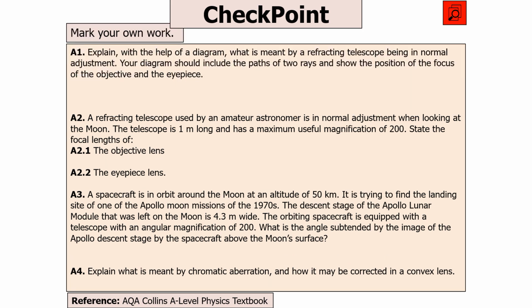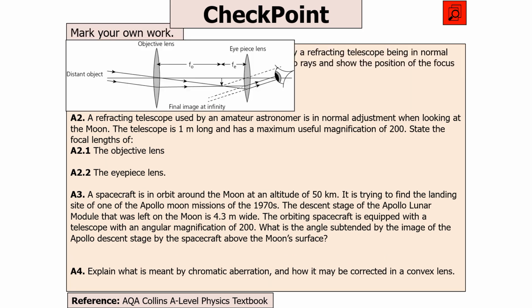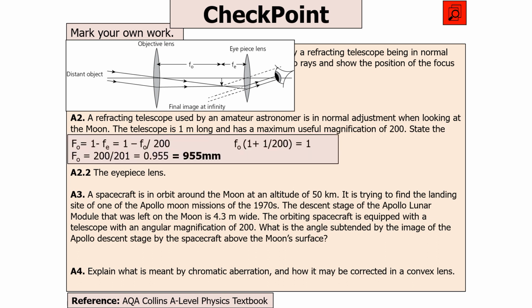Right, in this first one, you can see the diagram showing normal adjustment. It's the idea when you have your objective lens and your eyepiece lens that where the lines cross for both the objective lens and the eyepiece lens, it's in the same position if they're in normal adjustment. We also know here that FO is equal to 1 minus FE, so you can then work it through, and we know FO is going to be 1 over 200, so you can work it all through and you get 955 millimeters. For the eyepiece length, it's going to be the difference because you know the overall length is going to be 1000, so you know that the FO is equal to 995, so therefore the answer will be 5.